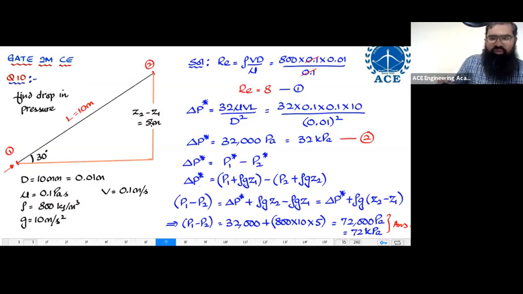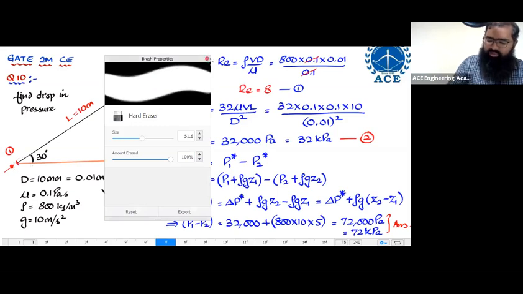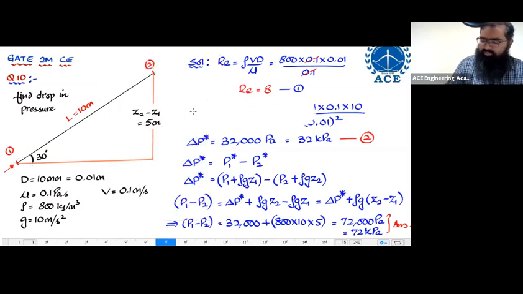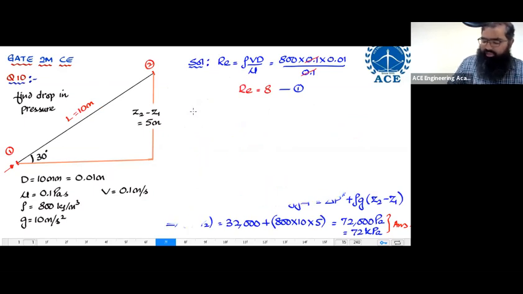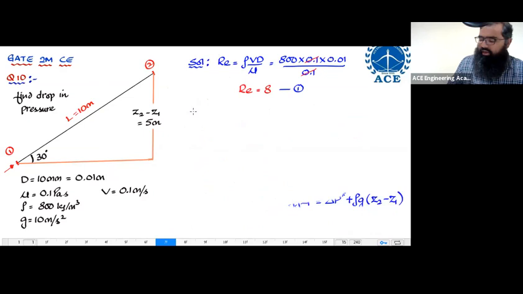I have created a duplicate slide. In 6F also I'm having the same thing. 7F also I'm having the same thing. Over here, I'm going to see what is the alternative approach. You see, whenever you have the value of Reynolds number in laminar flow, it is better to find out head loss by finding the friction factor. Once you get head loss, you can use the Bernoulli equation.